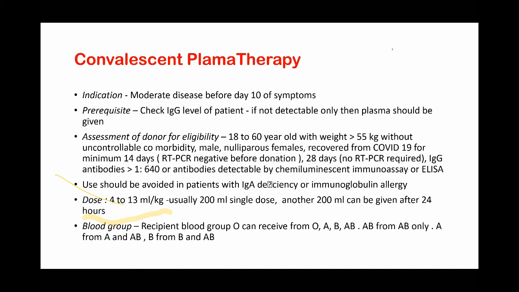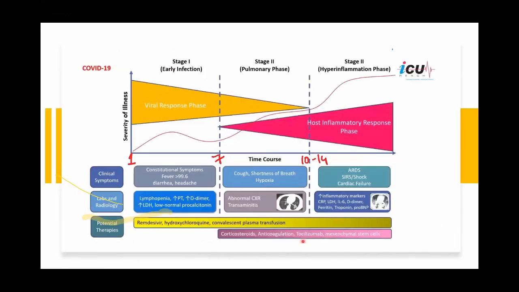But there are lots of conditions, like 18 to 60 years old, weight should be okay, no comorbidities, male or nulliparous females, recovered from COVID-19 for minimum 14 days. So you should have a minimum of 14 days of COVID-19 recovery. And the dose is 4 to 13 ml per kilo. Usually we give a 200 ml single dose, and another dose can be repeated after 24 hours. So it's again an antiviral drug.